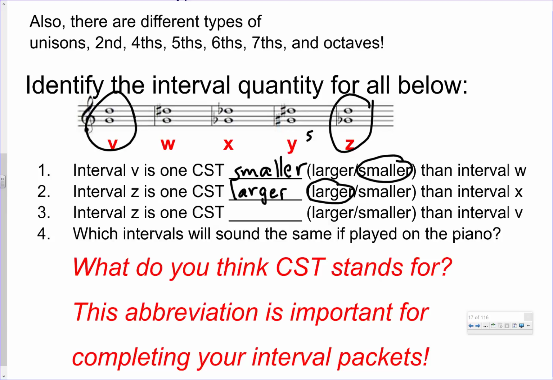So interval V is a G natural to a D natural. And interval Z is a G flat to a D. So in essence, interval Z is 1 chromatic semitone larger than interval V. And that's simply because we took the G and we expanded the interval by making it G flat.